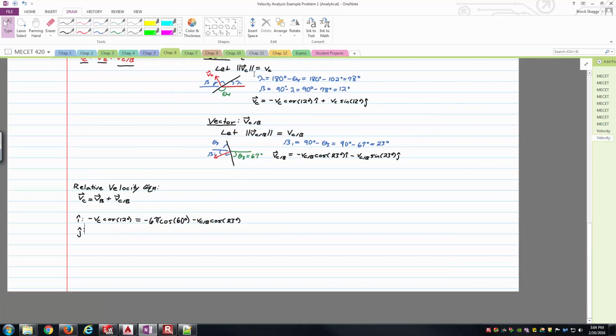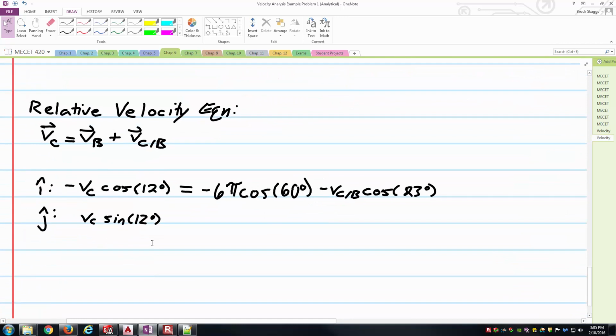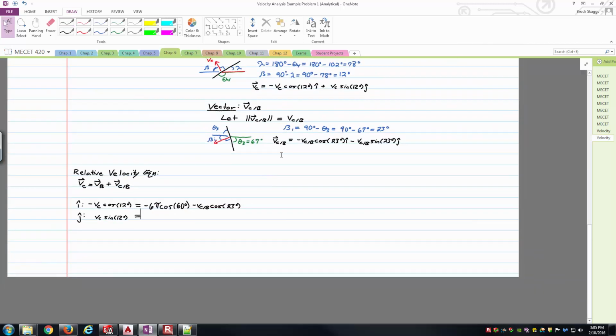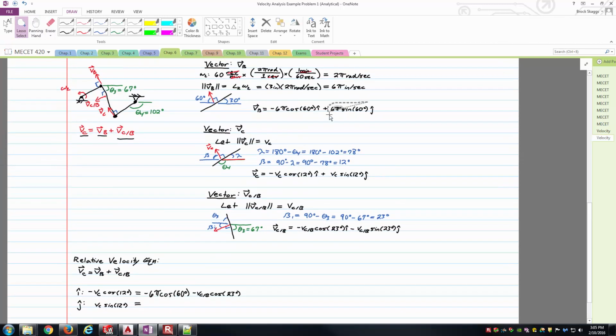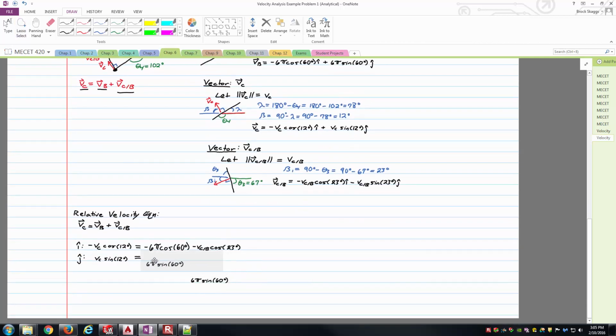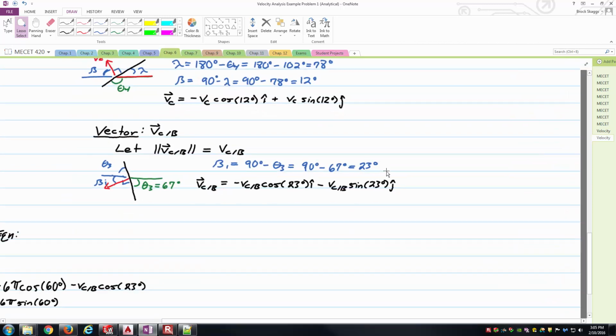And so do the same thing just looking at the J components here. And so I'll start grabbing stuff from my previous work. Here was our velocity C part. Go ahead and put our equal sign in. And then the velocity of B was up here, just again looking at the J component. This goes here. And finally the velocity of C relative to B right here.